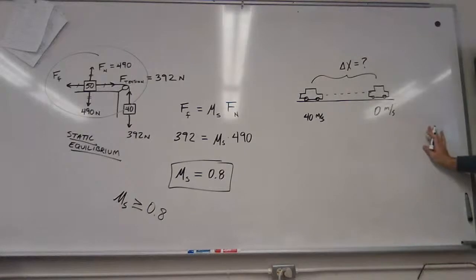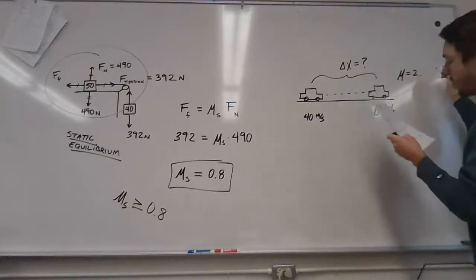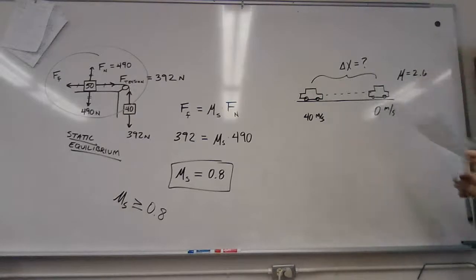Okay. And we know that mu is 2.6. It doesn't say mu sub k, but it says coefficient of kinetic friction. And the thing's obviously sliding across the ground, so we're dealing with kinetic friction. Sometimes you just have to know from the context of the question: are we talking about kinetic or static? This one clearly is kinetic.